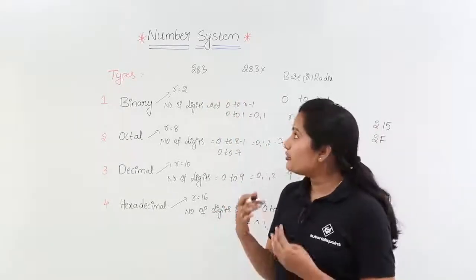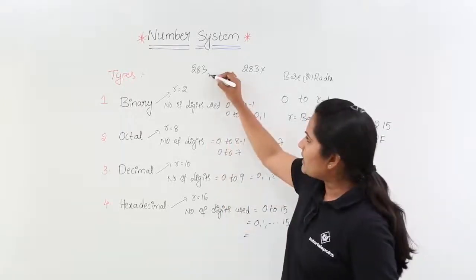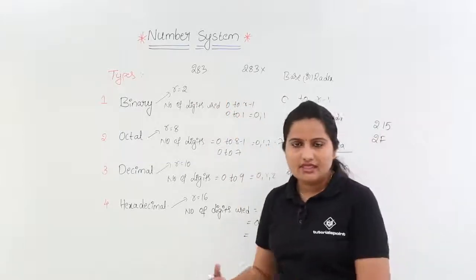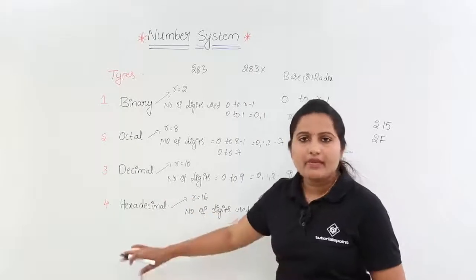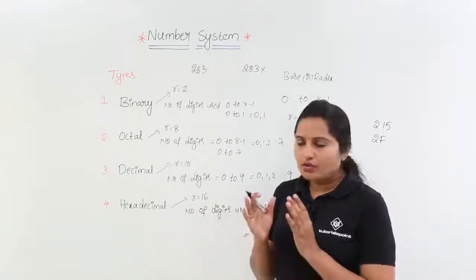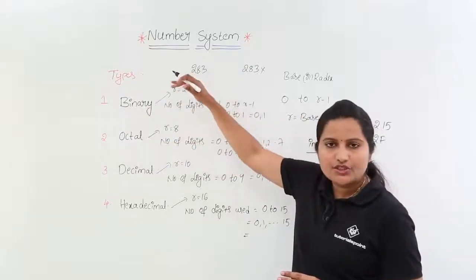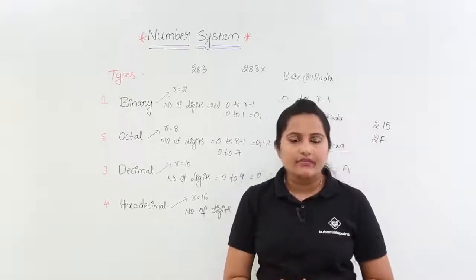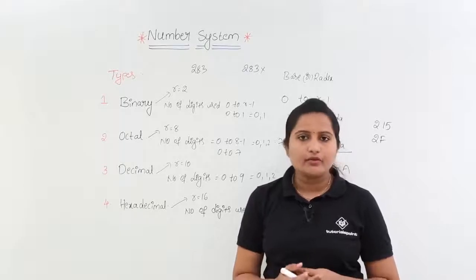That means if 283 is given without any suffix, like binary or octal, then this may be a decimal number and this may be a hexadecimal number. Here it can't be octal or binary, because the digits are not in the range of octal and binary. This is the way we are going to get questions in number systems. So this is a very important introduction topic for number systems and codes.